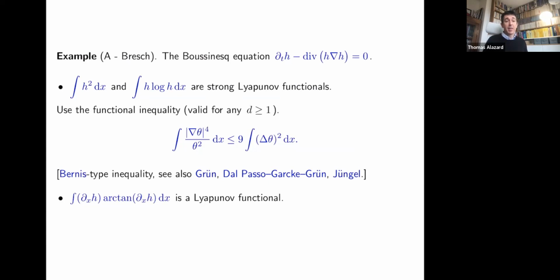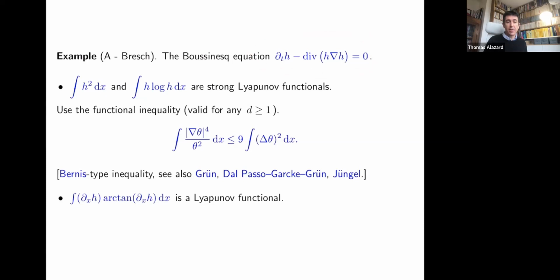The proof is based on exact computation as well as a functional inequality, which is valid in any dimension. In any dimension d, you have this inequality with the same constant 9, namely the fact that the integral of gradient theta to the power 4 divided by theta squared is bounded by 9 times the integral of the square of the Laplacian of theta. It's called the Bernis type inequality, and they have been studied for this equation and for other equations by Grün, Del Pino, Grün, and Jüngel.